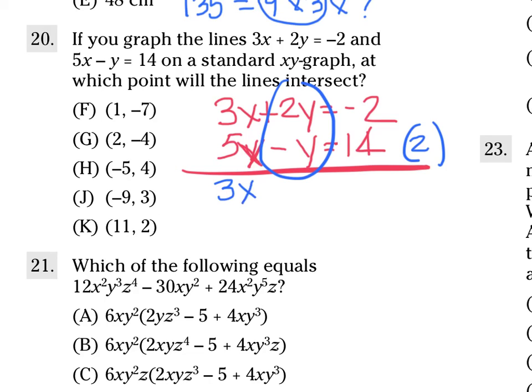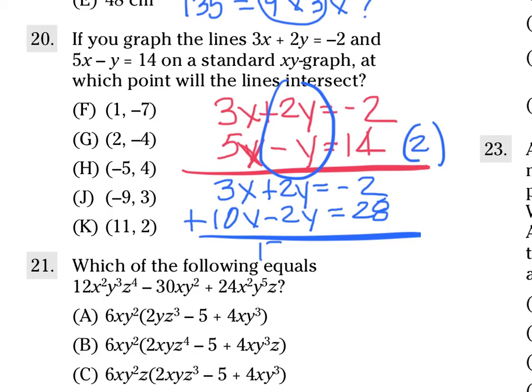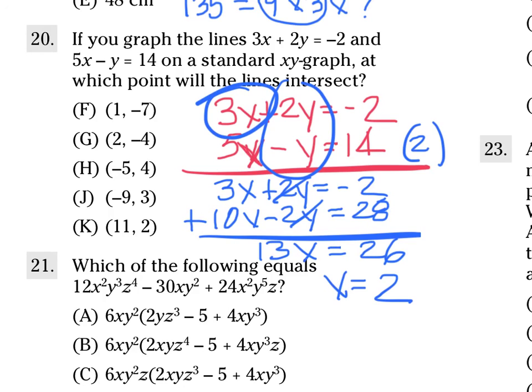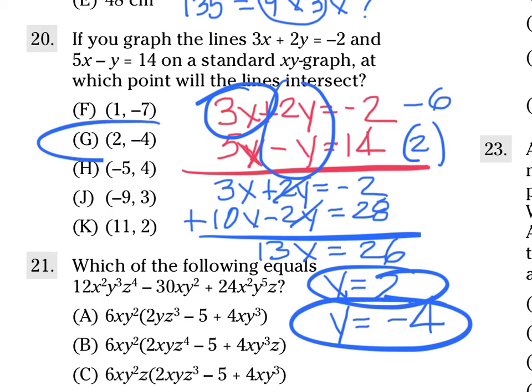So on the top it would stay the same, and on the bottom you would have 10x minus 2y equals 28. When you add those two together, you get 13x. These cancel, and that equals 26. So x would be 2. And if I plug 2 back into this right here, I would come up with a 6 and subtract it on this side to get a negative 8. And then divide by 2, I should come up with y equals negative 4. So 2, negative 4 is G.